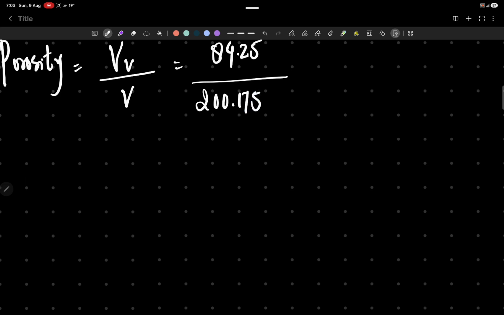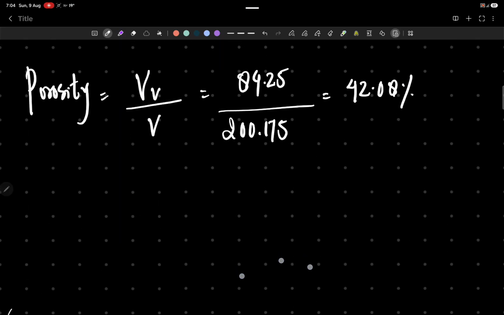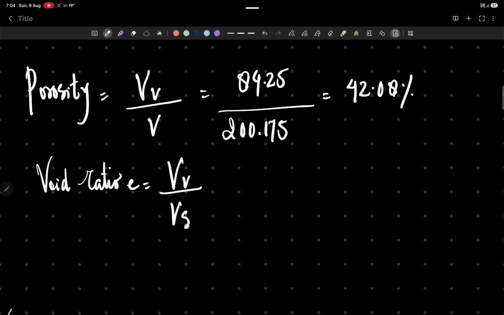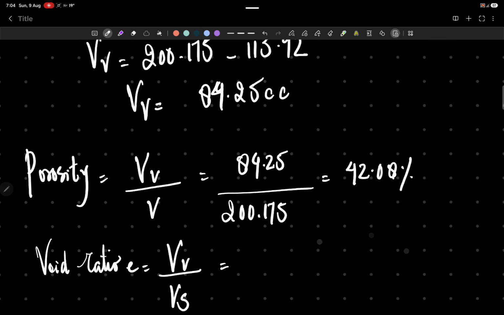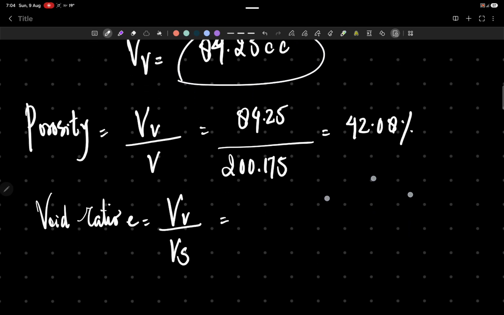So by calculations, it is equivalent to 42.08%. In this case, porosity is equal to 42.08%. Next, we have been asked to find the void ratio. Void ratio, denoted by e, is a ratio between volume of voids to the volume of solids. Volume of voids is 84.25 cc.